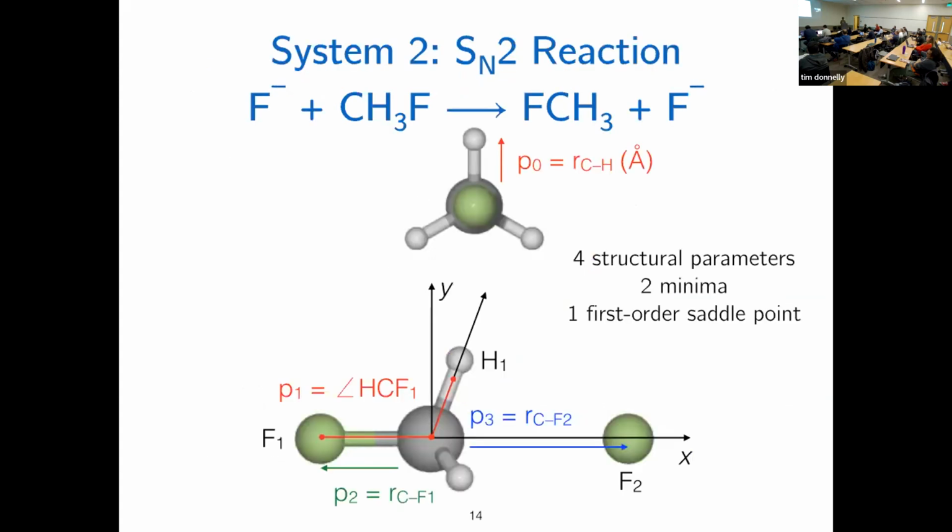So here's another system. I won't dwell too much on this, but it's a simple SN2 reaction. In addition to the bond length and the bond angle, we also have two additional bond lengths, the two carbon fluorine bonds. I'll give you a minute to take a look at this, take it in, and then we'll look at the results. Okay, I hope that was enough.